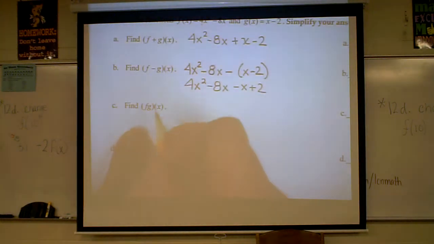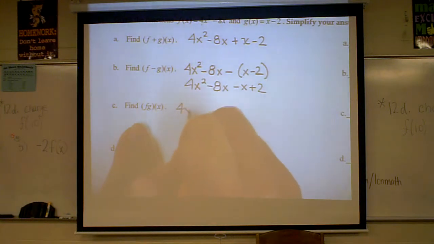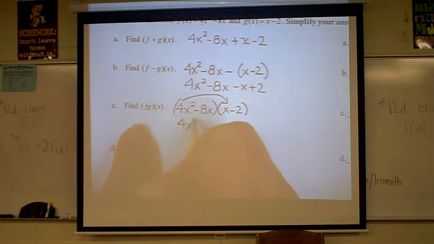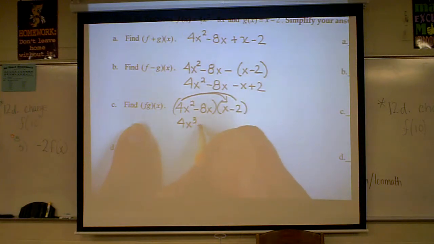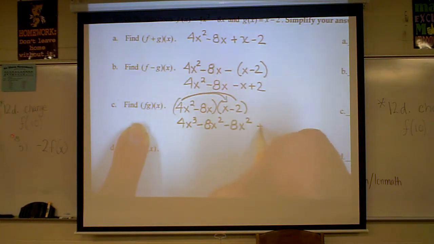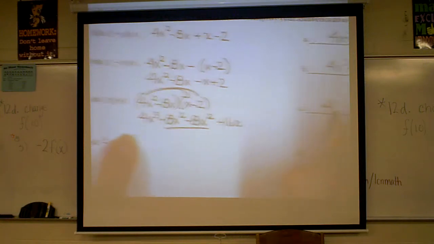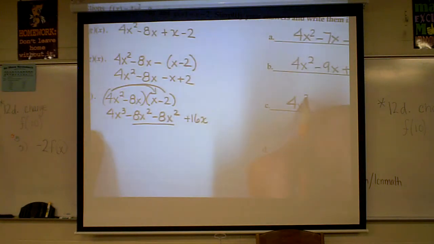F times g of x. You're going to take 4x squared minus 8x, and you're going to multiply it by x minus 2. So you would FOIL: 4x to the third minus 8x squared minus 8x squared, and then plus 16x. If you simplify these two, you should get 4x cubed minus 16x squared plus 16x.